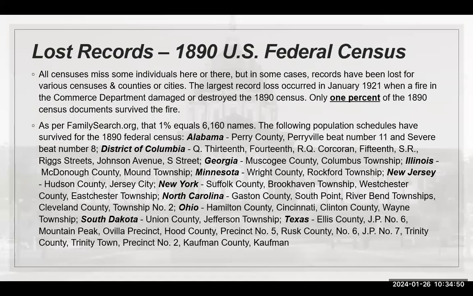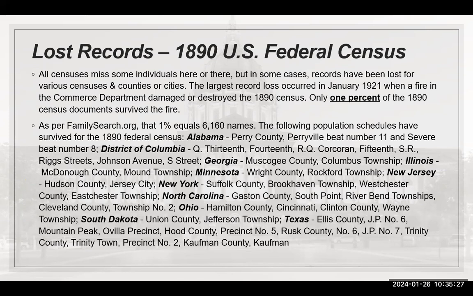So, lost or missing records. Lost records, the 1890 U.S. federal census. All censuses miss some individuals here or there, but in some cases, records have been lost for various censuses and counties or cities. The largest record loss occurred in January of 1921 when a fire in the Commerce Department damaged or destroyed the 1890 census. Only 1% of the 1890 census documents survived the fire. As per FamilySearch.org, that 1% equals 6,160 names. So you're in luck if your ancestors are among them.